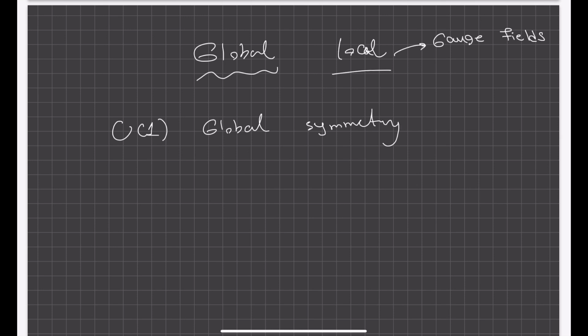U1 global symmetry means that, first of all, I need to go to the complex-valued scalar field. The complex-valued scalar field has more information. Imagine that any complex number can be written as a plus ib, right? Technically, each complex number carries two numbers within itself, right? So it has more information. It just has double the information.